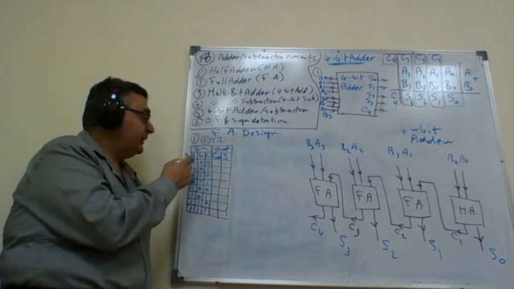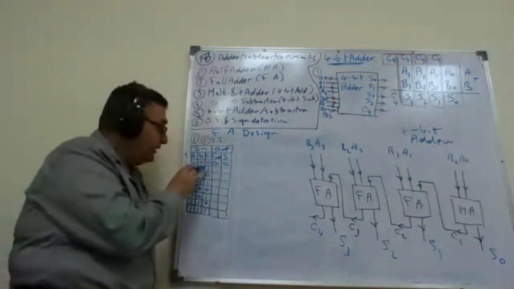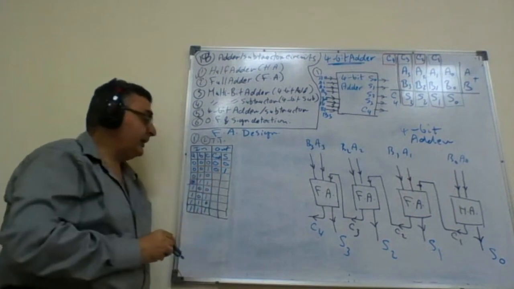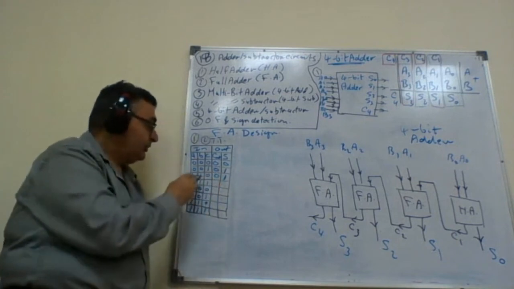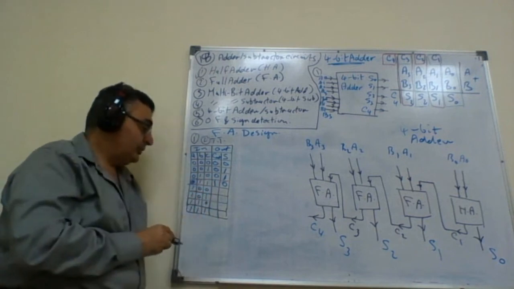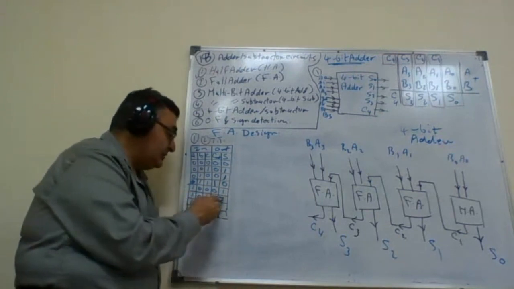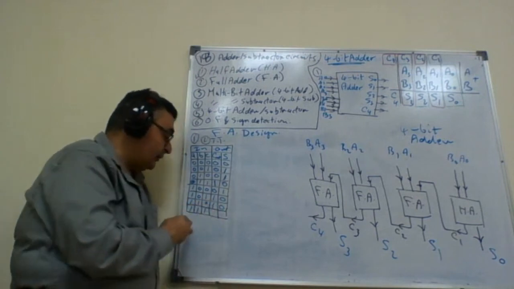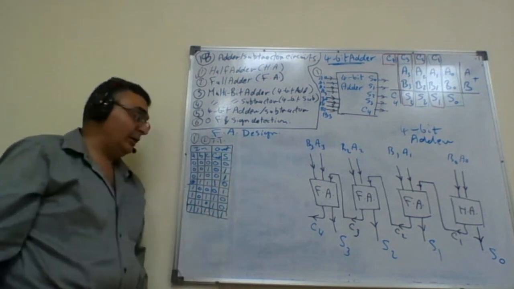Okay, so can we do it here? Yes. Adding 0 plus 0 plus 0 is 0 and 0 for the outputs. Adding 1 plus 0 plus 0 is 1 at the output and 0 at the carry out. 0 plus 1 plus 0 is 1 and 0 in the carry out. 1 plus 1 plus 0 is 0 and 1 in the carry out. 0 plus 0 plus 1 is 1 and 0 in the carry out. 1 plus 0 plus 1 is 0 and 1 in the carry out. 0 plus 1 plus 1 is 0 and 1 in the carry out. When I add 1 plus 1 plus 1, the output is 1 and the carry out also is 1.